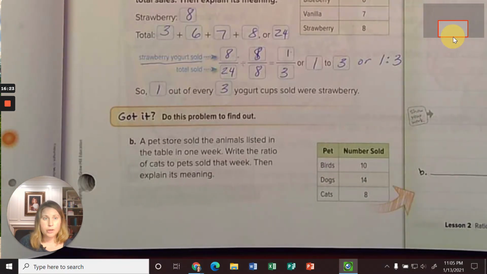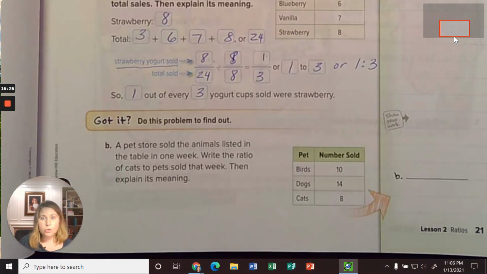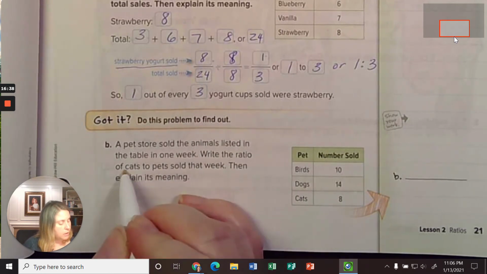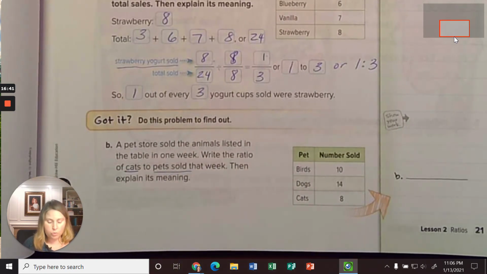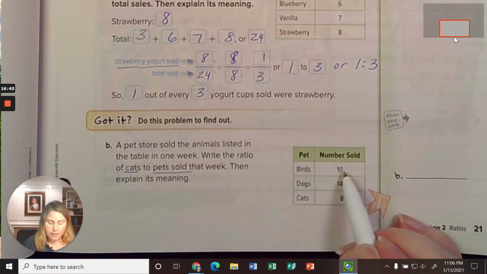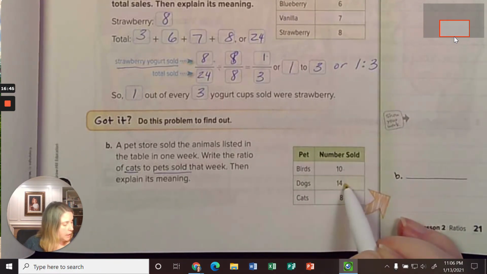Okay, let's look at Got It B. A pet store sold the animals listed in the table in 1 week. Write the ratio of cats to pets sold that week, then explain its meaning. So we're given this very specific order, cats to pets sold. Okay, so we want to add these up. 10 plus 14 is 24, plus 8 is 32.